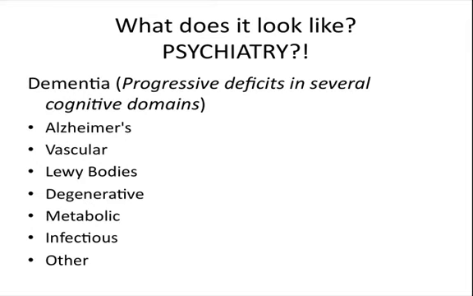So we have Alzheimer's, vascular, Lewy body, degenerative, metabolic, infectious, and other. Now, Alzheimer's is 50% of the causes of dementia, or that's what it represents.